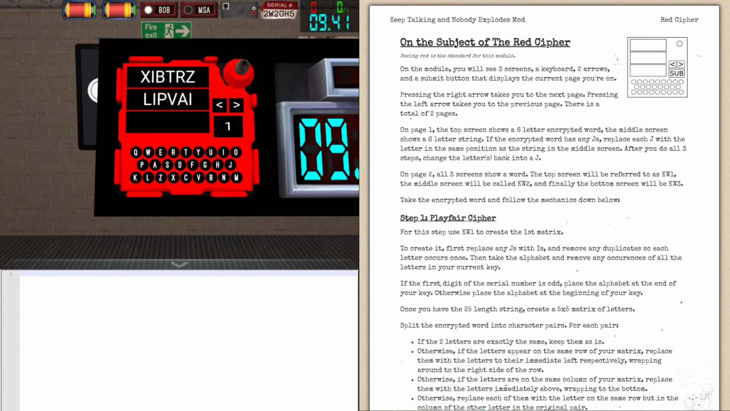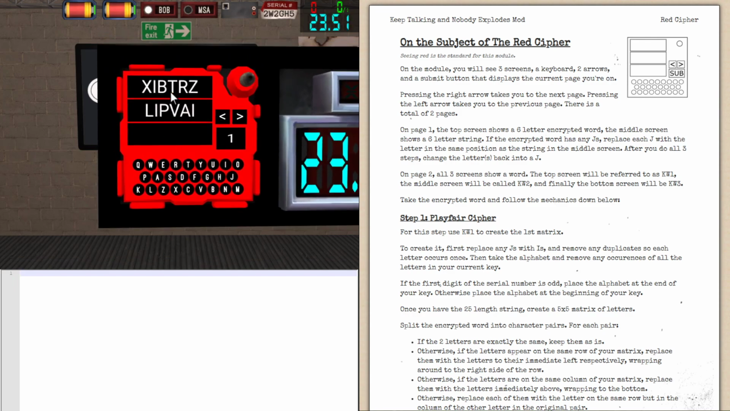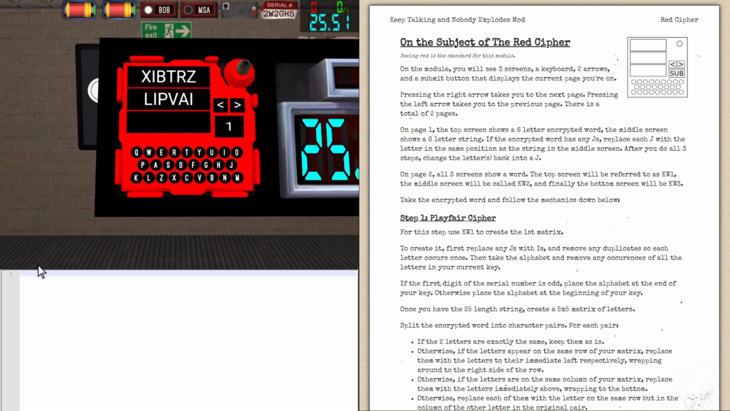To start off with, this is the first color in the color cipher series. What we're going to do is record information off the screens. On the top screen of the first page, you'll notice there's a page number in the bottom right, and these arrows cycle through the pages. There are only 2 pages. The top screen of the first page is our encrypted word that we need to decrypt using the steps below. So, XIBTRZ.